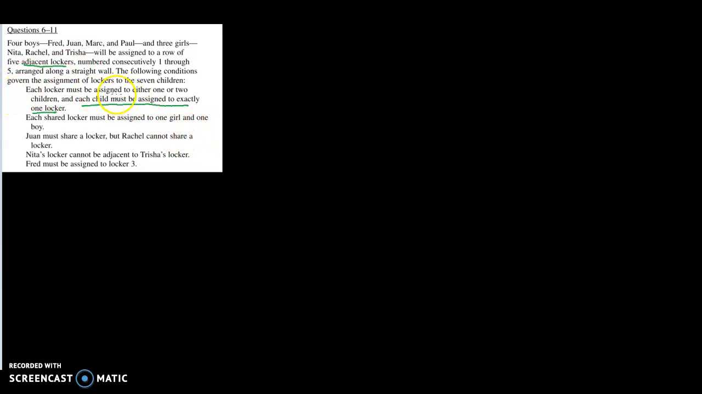However, with condition 1, look at this part here. This indicates it's the distribution game, right? Or has a distribution element to it, is that each locker could be with either 1 or 2 children. All right, so let's just make a sketch of the situation here.